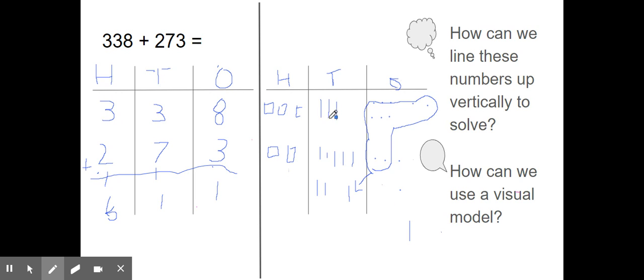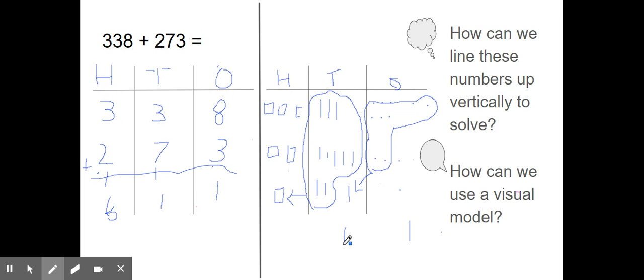1, 2, 3, 4, 5, 6, 7, 8, 9, 10. Stop. Whenever we get 10, we make a new group. 10 tens makes 100. So I'm bundling up these 10 tens, and I'm going to move them to the hundreds place. Now I only have 1 10 left.